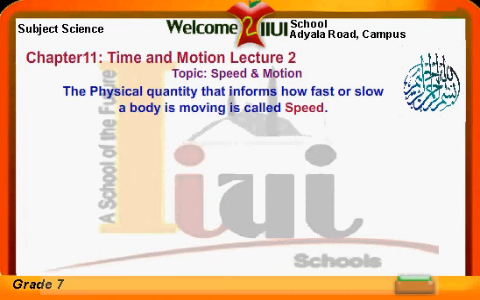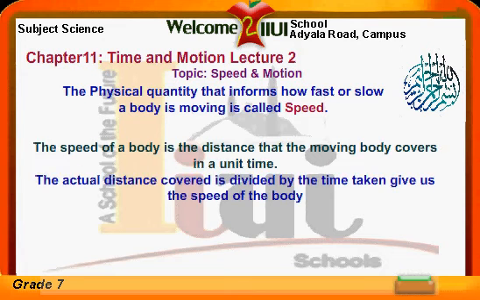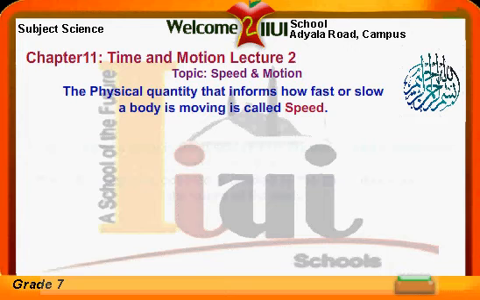The physical quantity that informs how fast or slow a body is moving is called speed. Speed of a body is the distance that the moving body covers in a unit time. The actual distance covered is divided by the time taken, gives us the speed of the body. Students, next I'll try to explain to you the concept of speed through animation.